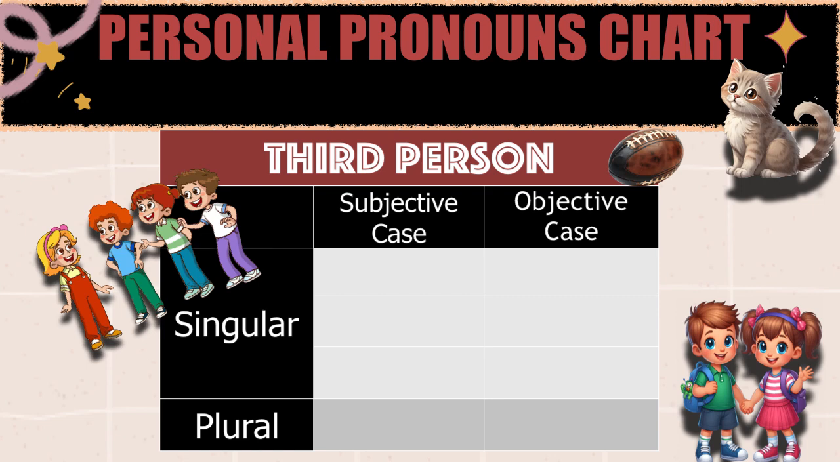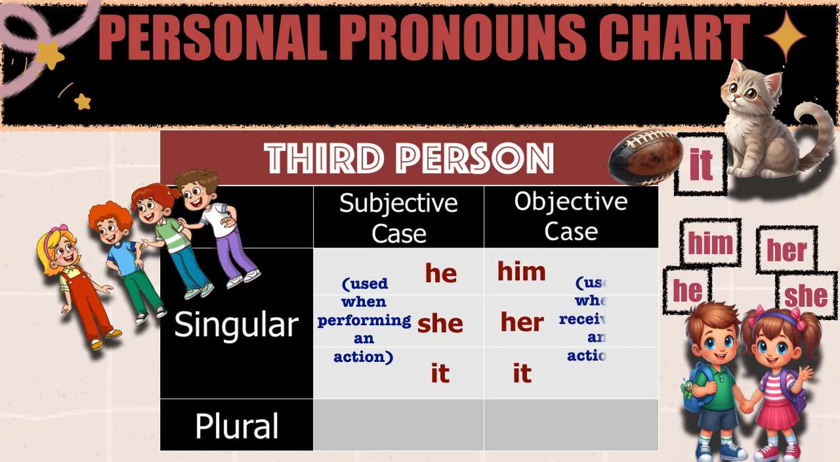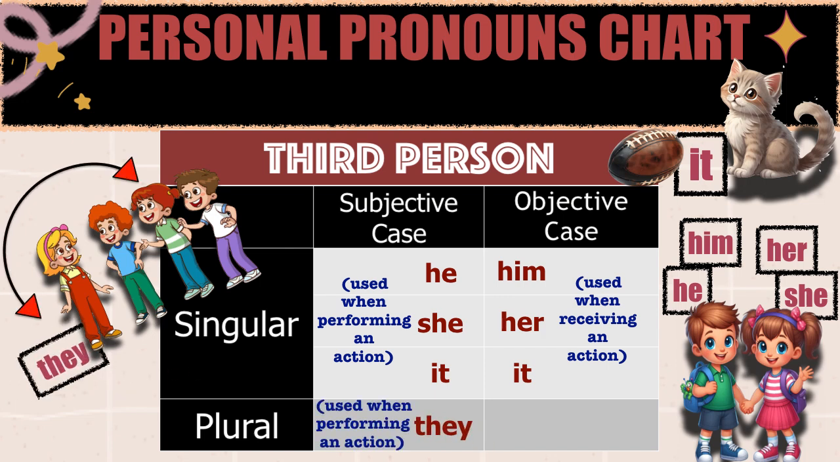Third person pronouns refer to someone or something other than the speaker or the listener. They change based on number, singular or plural, and case, subjective or objective. Singular, subjective case: he, she, it, used when performing an action. Objective case: him, her, it, used when receiving an action. Plural, subjective case: they, used when performing an action. Objective case: them, used when receiving an action.